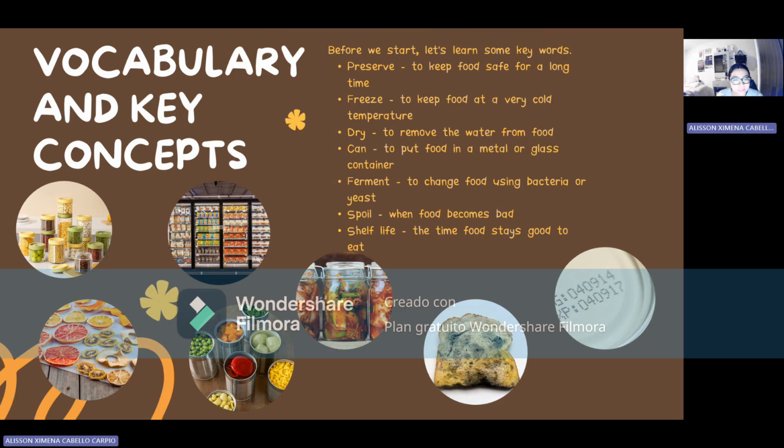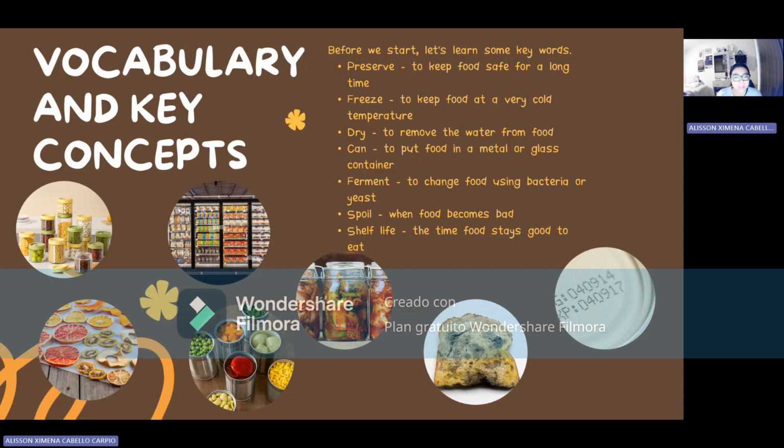In this part, the vocabulary and the key concepts. Before we start, let's learn: preserve, to keep food safe for a long time. Freeze, to keep food at a very cold temperature. Dry, to remove the water from food. Can, to put food in a metal or glass container. Shelf life, the time food stays good to eat, and contamination, where harmful bacteria or dirt enter the food.